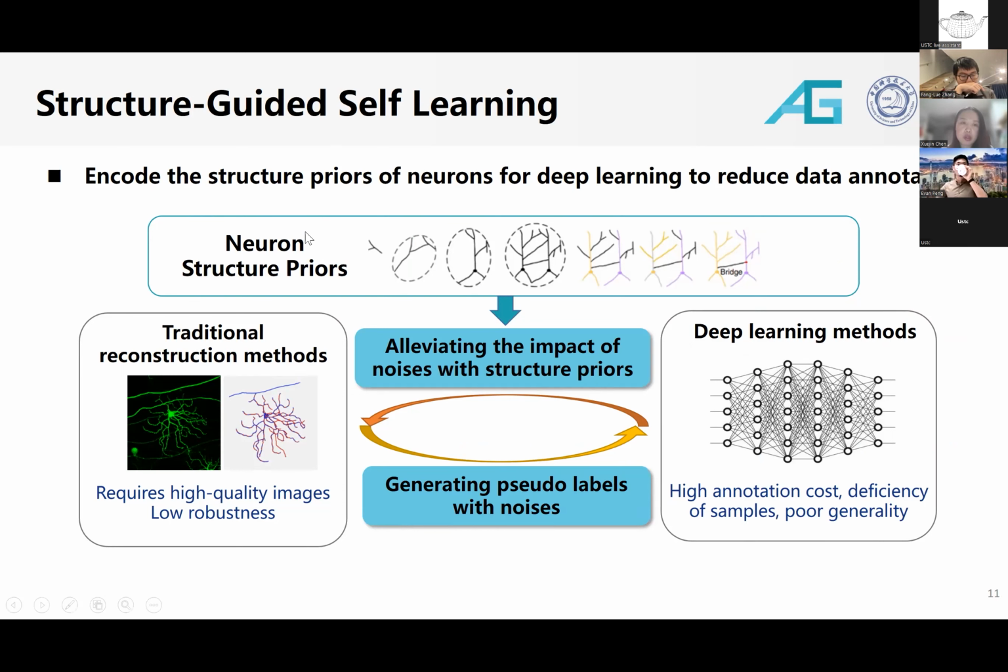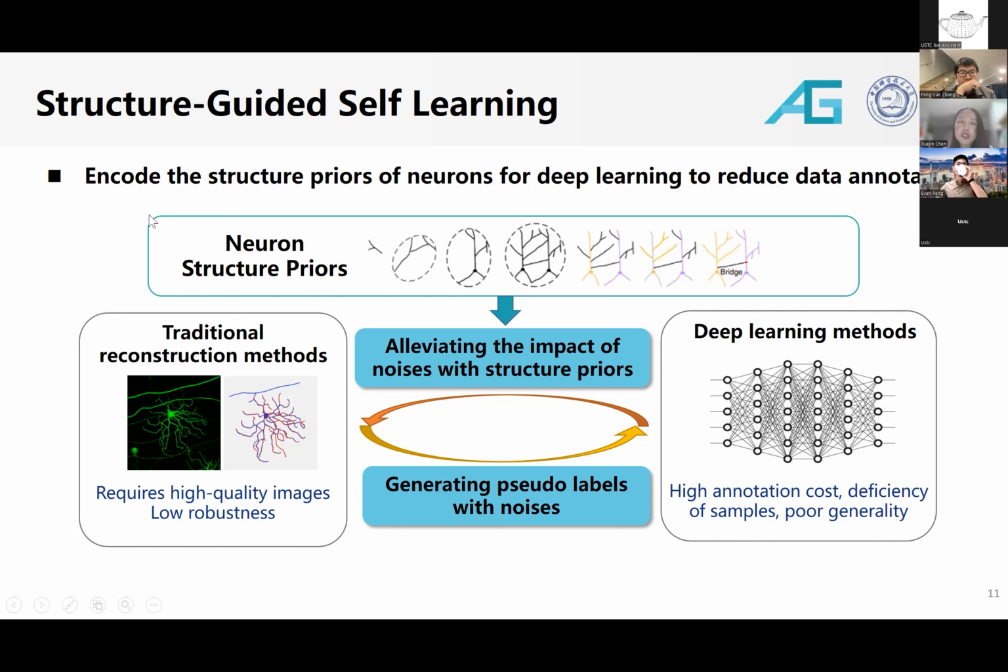Especially, we are working on 3D reconstruction and morphology analysis for neurons. We want to encode the structure priors of neurons to develop deep learning techniques in order to reduce the data annotations. To generate training data with annotation, we can actually use the traditional method to generate some pseudo labels for network training, but the pseudo labels usually contain a lot of noise.